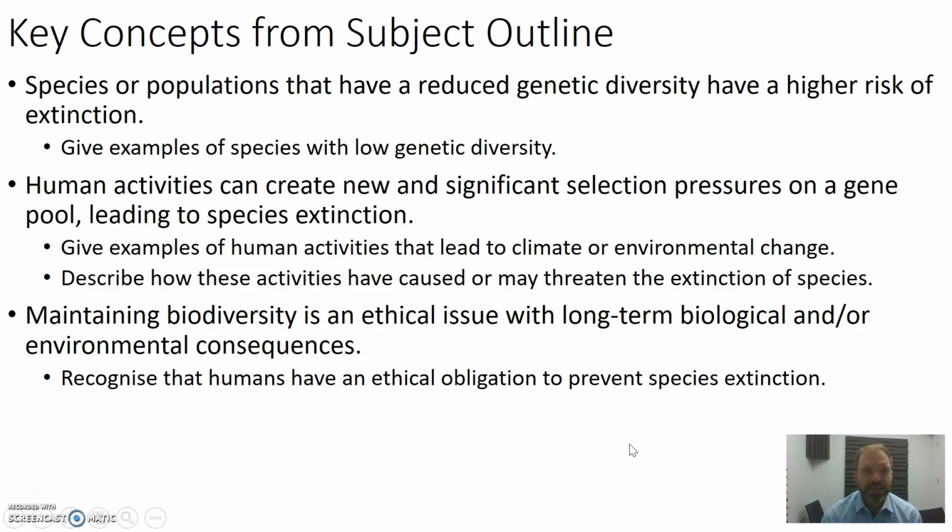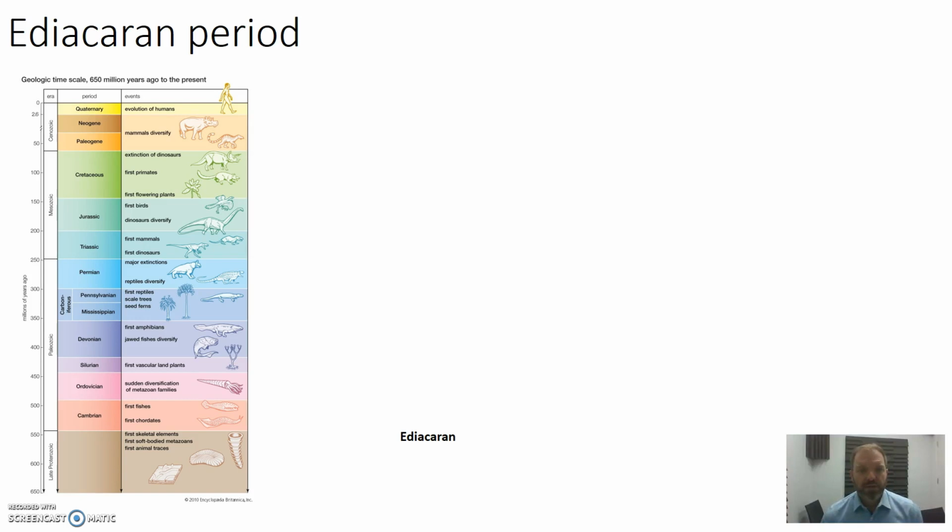So the concepts here are that we're looking at a few different things that relate to extinction. One is that populations with reduced genetic diversity have a high risk of extinction, then human activities and their role, and then the importance of maintaining biodiversity. So we actually have to start off with a bit of a look back in history across a number of different periods, looking at some of the extinctions that happened across geological time.